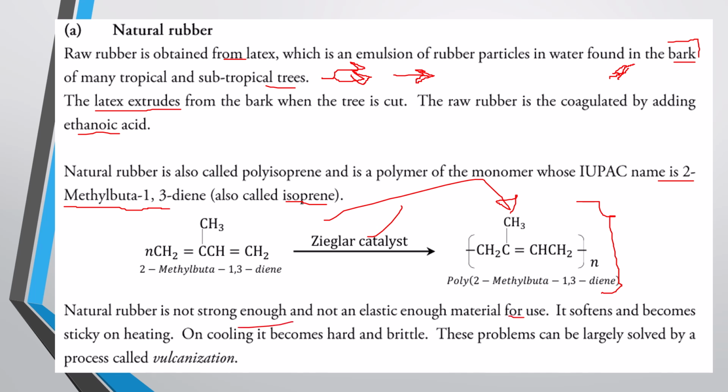So proceeding, we are going to say that natural rubber is not strong enough and not elastic enough a material for use, and therefore it softens and becomes sticky on heating. So with this, on cooling, it's going to become hard and brittle. So these problems can be largely solved by a process which is going to be called vulcanization.